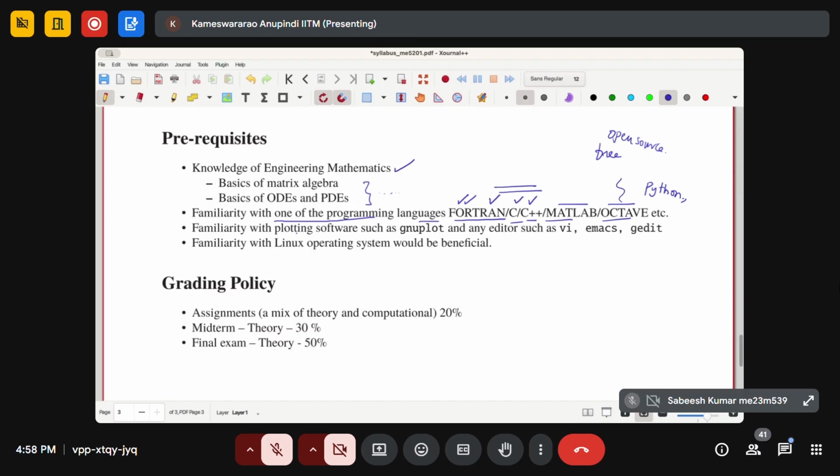We may be required to draw some graphs, so we will use some plotting software such as GNU plot. I may give some example scripts for GNU plot, which you can use. And for programming, you can use any of the editors. I prefer to use VI or Emacs or gedit, or if you want, you can also use Visual Studio Code, VS Code, or any other editor to write your programs and compile them.